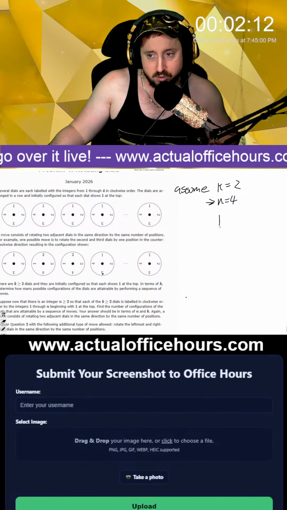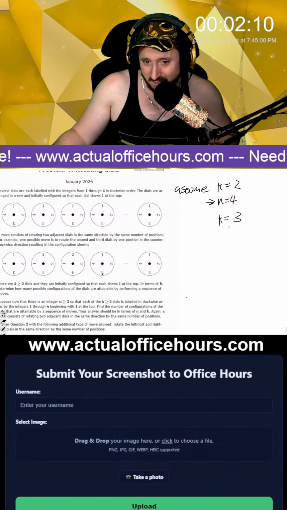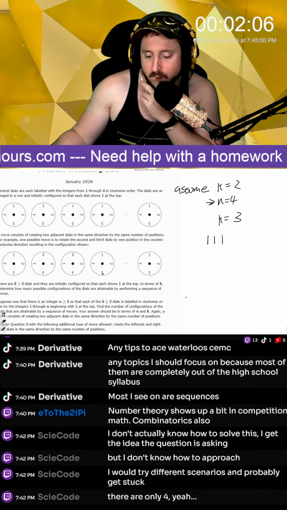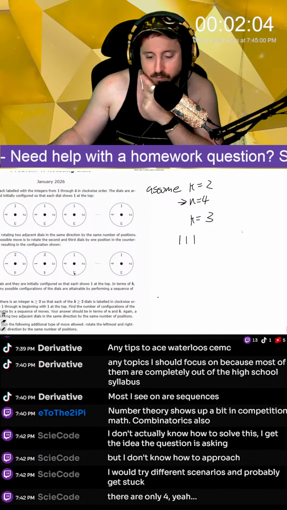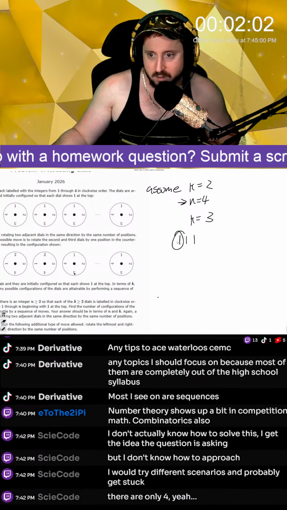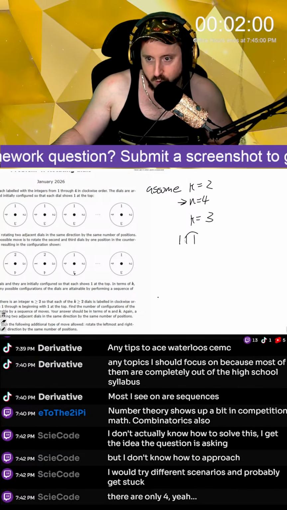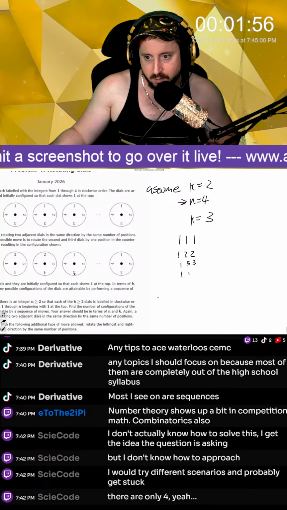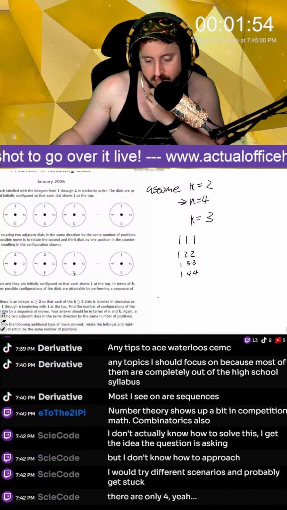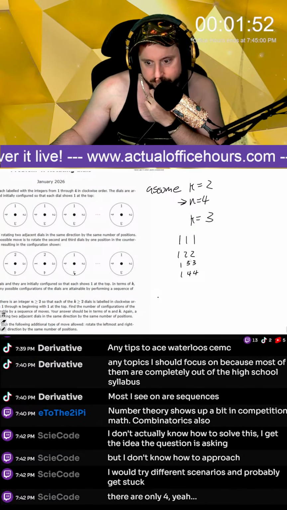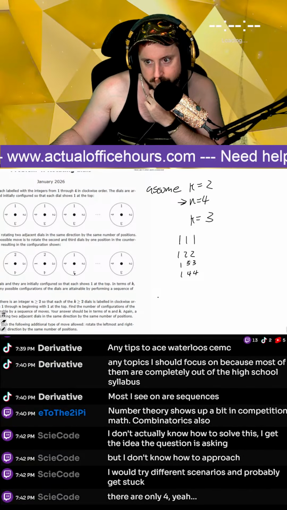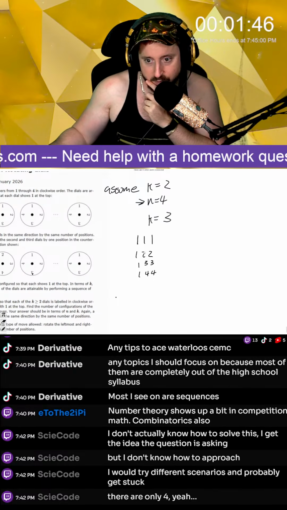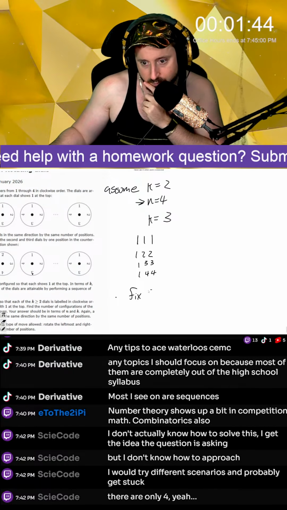Okay, cool. Let's assume K is equal to 3. So I start out with 1, 1, 1. So if we fix this one and then move these 2, I get 1, 2, 2, 1, 3, 3, 1, 4, 4, right? If I fix the last one, so this is like fix first.